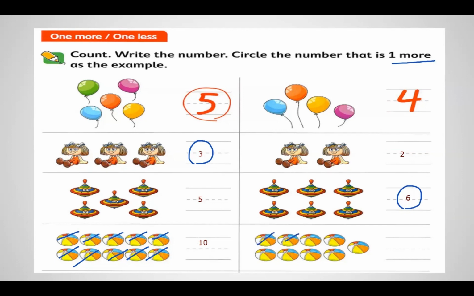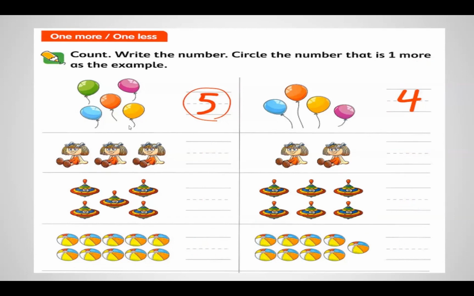1, 2, 3, 4, 5, 6, 7, 8, and 9. So they are 9. Now, where will the circle be? We are going to put a circle on which is more. 10 or 9 is more? Of course, 10 is more than 9. So more than means bigger.